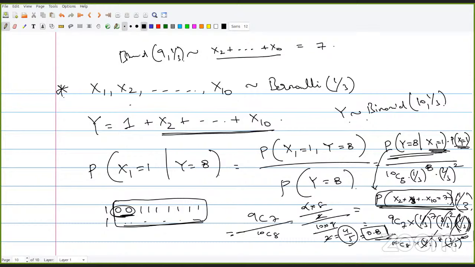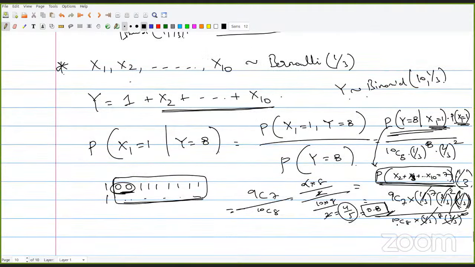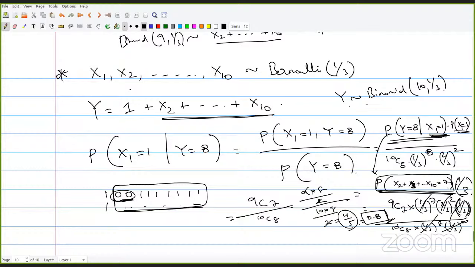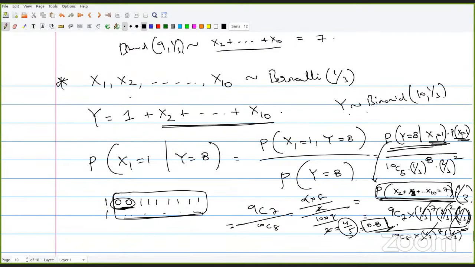Is this correct? Therein lies the problem. Can you check the answer? What is the answer given? Check the answer.